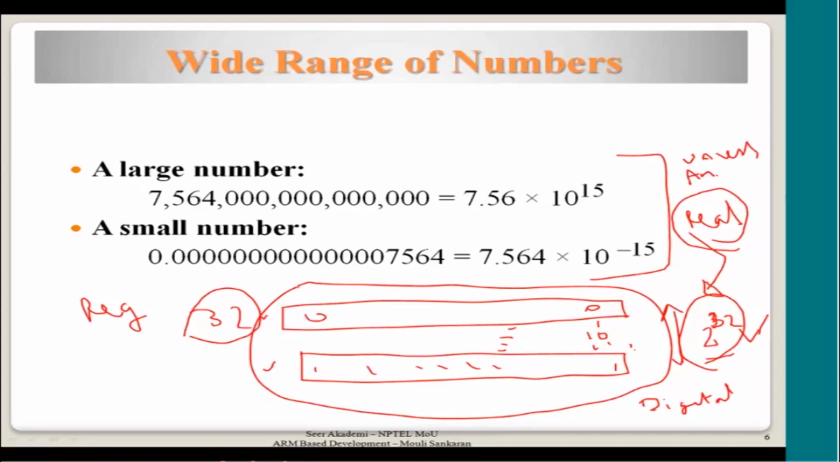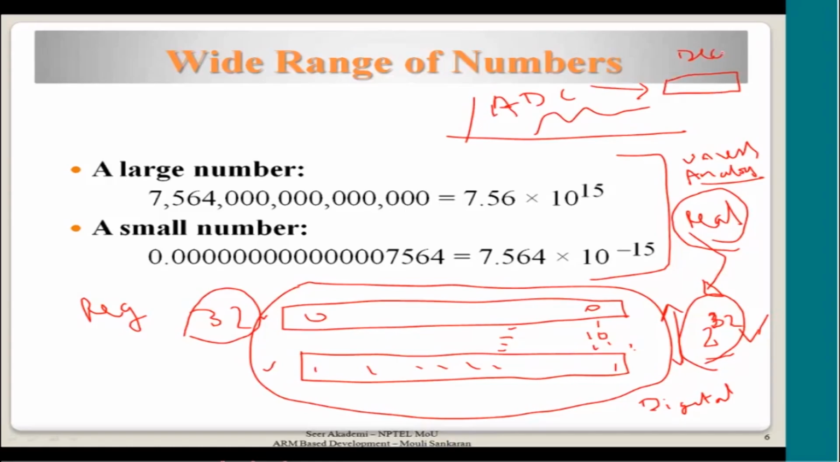Whatever you see in the analog world, what I mean by analog is any signal that you see. All of you may be familiar with A to D conversion, ADC. So when you do this, the infinite range of analog values gets converted into a digital world, which is a restricted world.